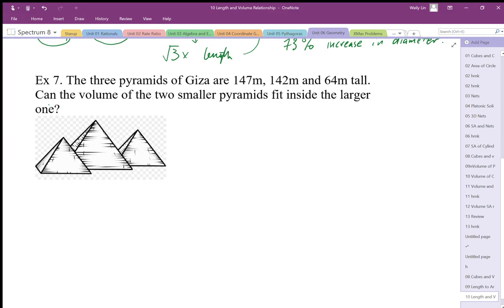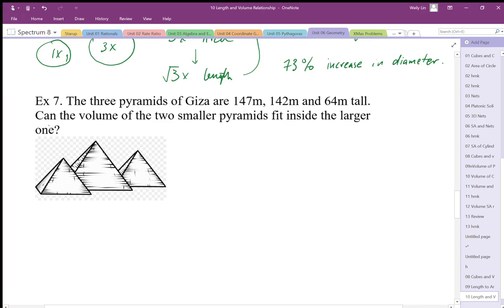Okay, so there's 3 pyramids in Giza, and the biggest one is 147 meters tall, the next one is 142, and the third smaller one is 64 meters tall. It's asking, can the volumes of the 2 smaller pyramids fit inside the larger one? Okay, so we want to know the percentage volume of each of these.